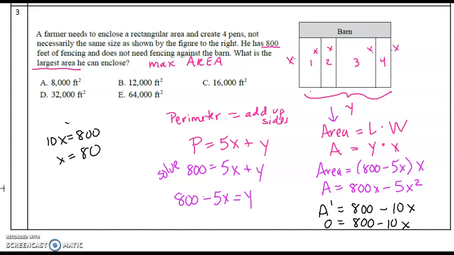Okay, now we do have some constraints because obviously we can't use more than 800 feet of fencing. So what we really found is x equals 80, because we only have one value, so that's going to be the value that maximizes it. If we used our endpoints, we wouldn't have an area, a region enclosed at all. So that doesn't really make any sense.